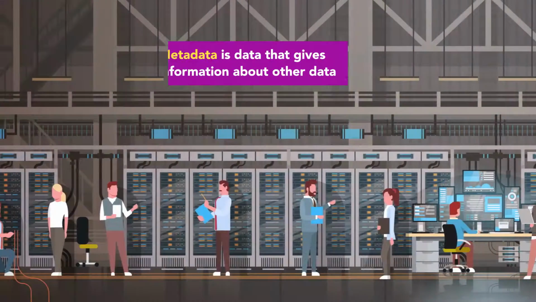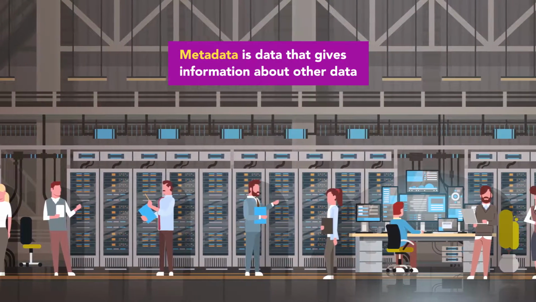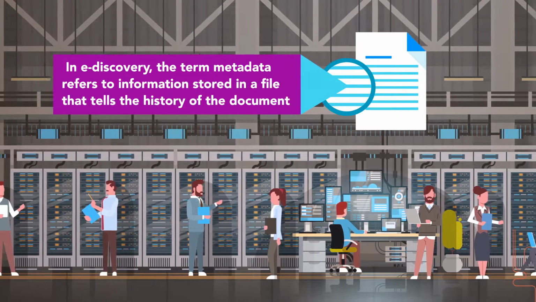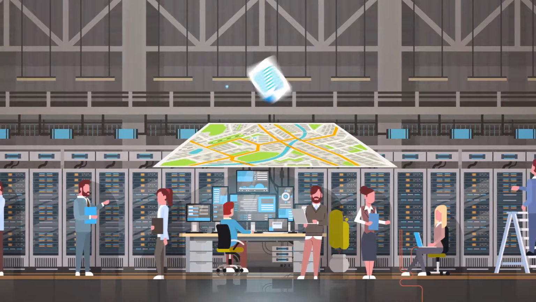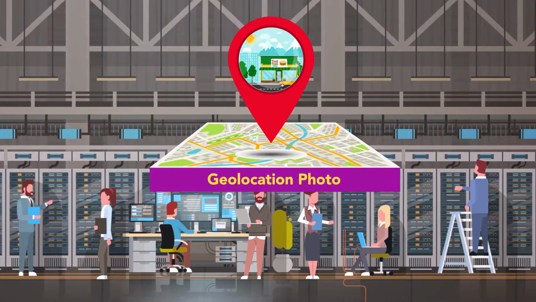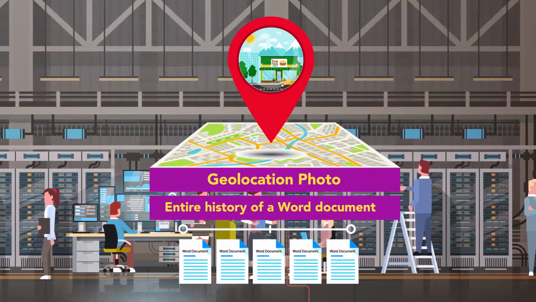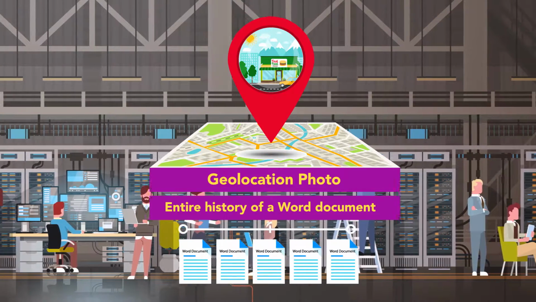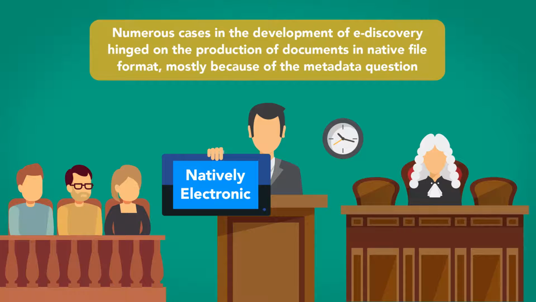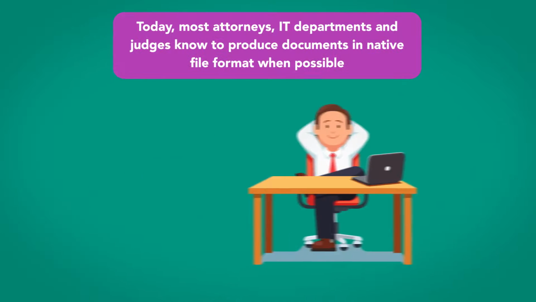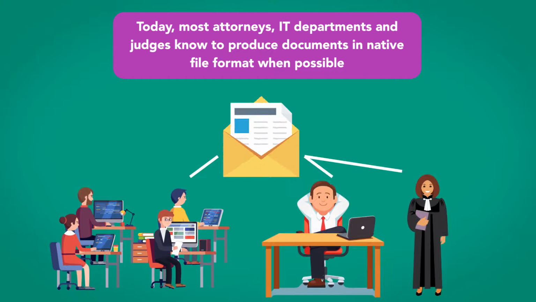Metadata. Metadata is data that gives information about other data. In eDiscovery, the term metadata refers to information stored in a file that tells the history of the document. This could be geolocation for a photo taken, or the entire history of a Word document, which is updated invisibly by Word every time the document is changed or saved. Metadata is an extremely important concept in eDiscovery. Numerous cases in the development of eDiscovery have hinged on the production of documents in native file format, mostly because of the metadata question. Today, most attorneys, IT departments, and judges know to produce documents in native file format when possible.